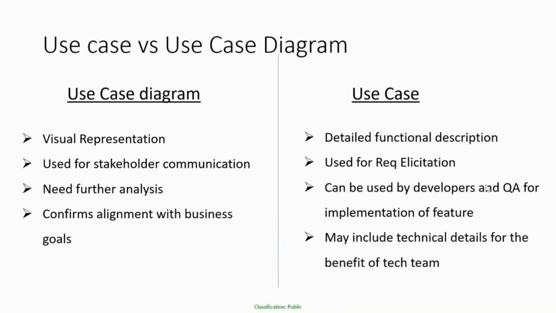Whereas with the use case, sometimes you can even go further and add technical details, like what version is required, what tools are going to be used, and you can drill down further. As I said, what typically comes into the acceptance criteria of a user story can be part of your use case. Okay, so this is how you can differentiate.